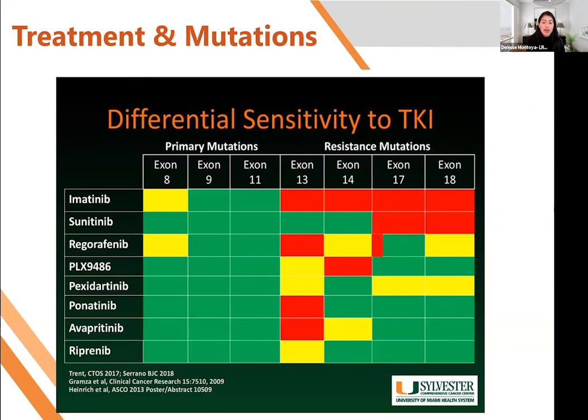Another great chart that we always share with patients was published by Dr. Trent, and he shows the sensitivity of mutations among treatments, and resistant mutations. So it's great to really have that portrait of available treatments for GIST. I feel like sometimes patients think all the treatments work for all. We're moving toward a more precision medicine world where we're able to really match patients to mutations and the mutations to treatments.